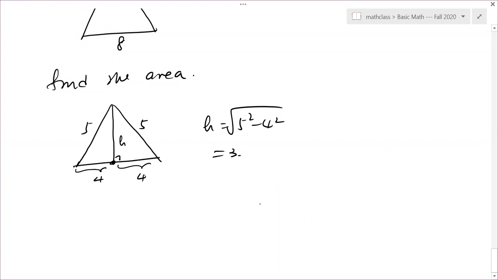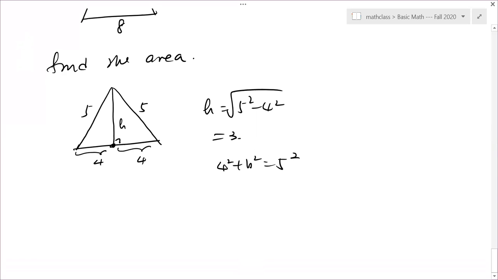If h is 3, you can get that 4 squared plus h squared equals 5 squared. So h squared is going to be 5 squared minus 4 squared, correct? So therefore, area is going to be half of the base times h. So it should be 12. 12 is the correct answer, Rebecca. Okay?